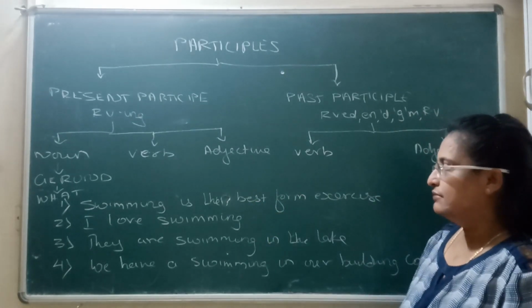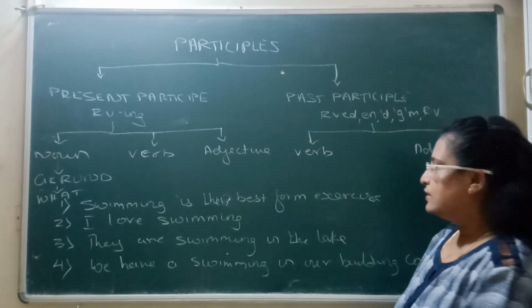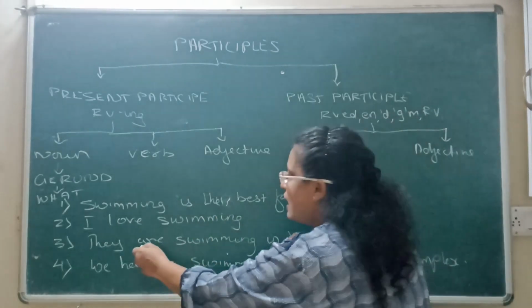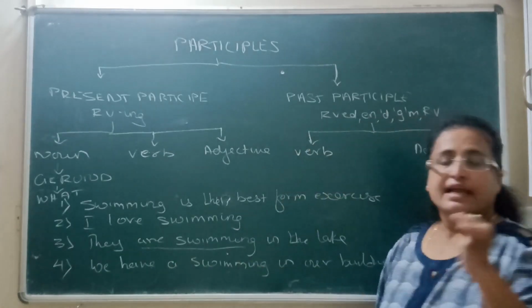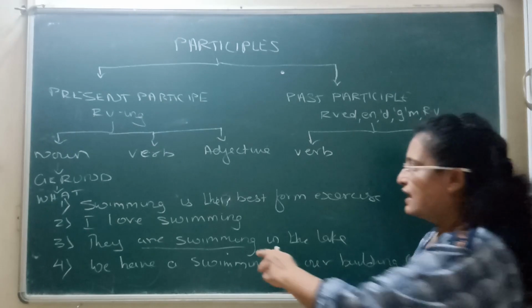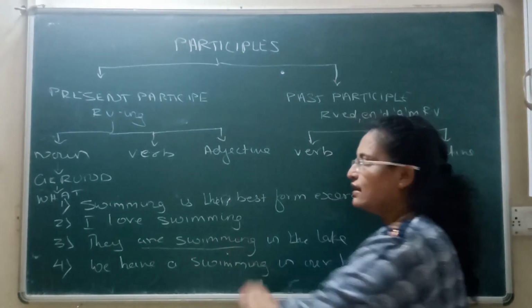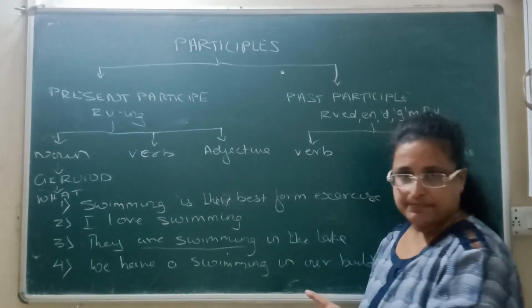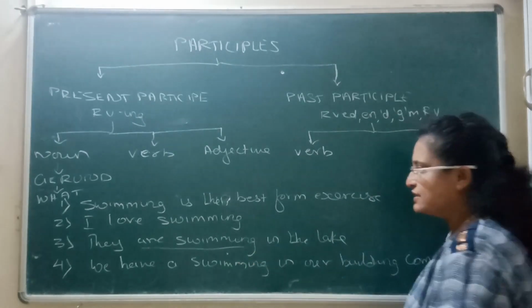See the next example. They are swimming in the lake. Now if you see here, are swimming, it is in present continuous tense. In present continuous tense, the verb is in ing form. So this is a verbal participle, or you can say it is a verb participle. Okay. You see the next one, fourth one.